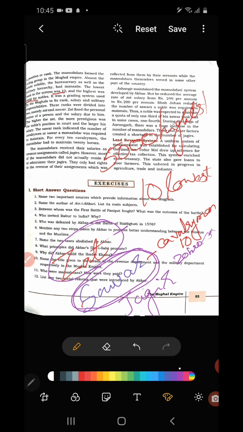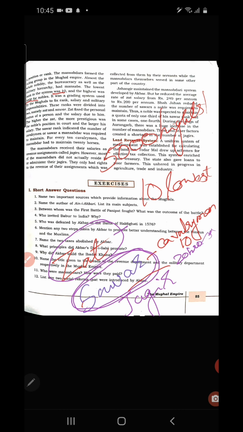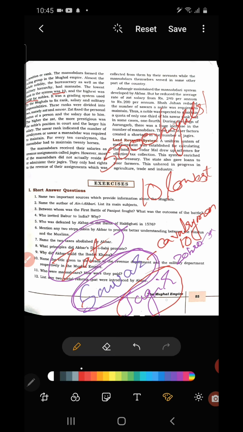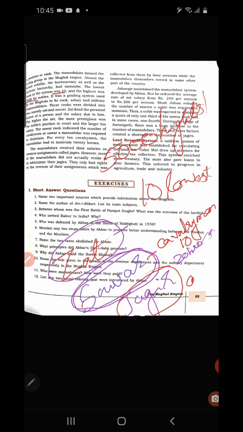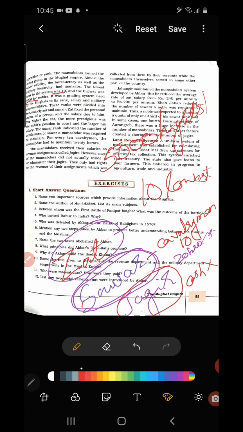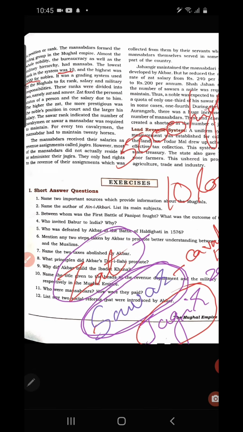And the next is Jagir. These officers were given their salary in the form of land. This salary given in the form of land is called Jagir. In those days, salary was not given in the form of cash, it was given in the form of land. But most of the time these officials never stayed on their Jagir. They did not reside there, but gave their land to farmers or somebody else. They did the production and the profit was taken by the officials. These are the points.